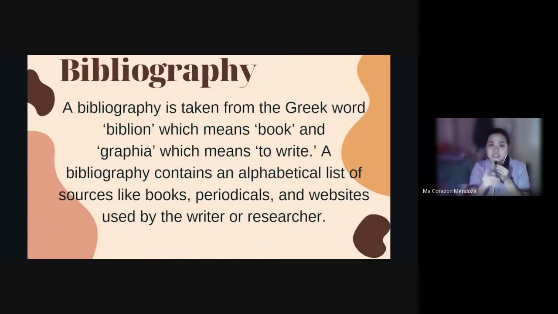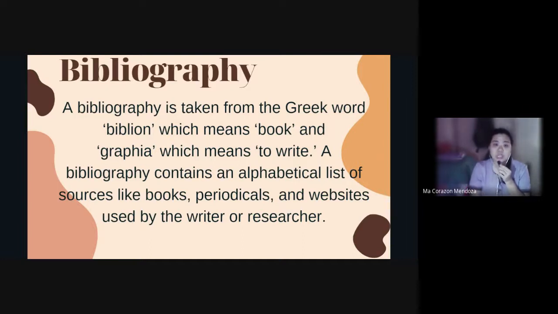Bibliography. This is the last item. A bibliography is taken from the Greek word biblion, which means book, and graphia, which means to write. A bibliography contains an alphabetical list of sources like books, periodicals, and websites used by the writer or researcher.